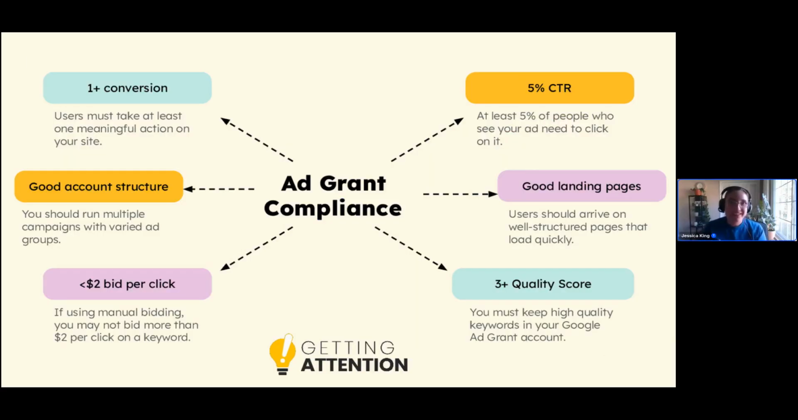So let's talk about what it takes to keep the Google Ad Grant. First of all, you need to get at least one conversion per month. That means users must take at least one meaningful action on your site as a result of clicking on your ads. The cool thing about conversions is that you get to choose what they are. If they can be measured online, you could theoretically set them as a conversion. So I usually recommend having a variety of conversions.